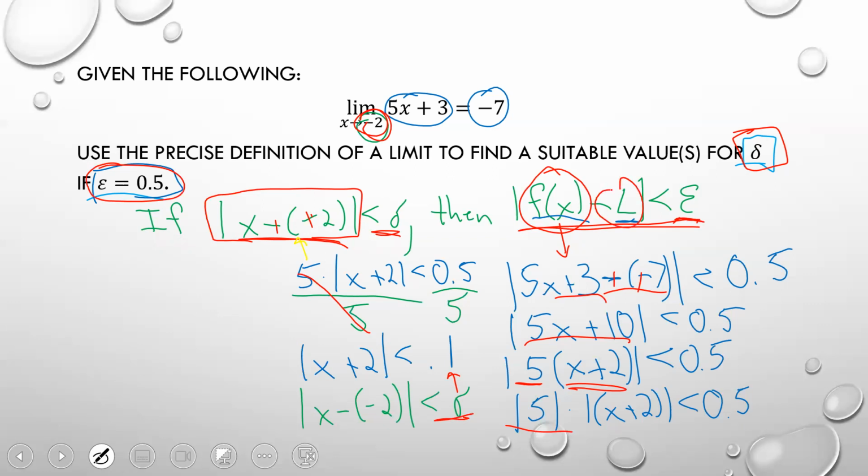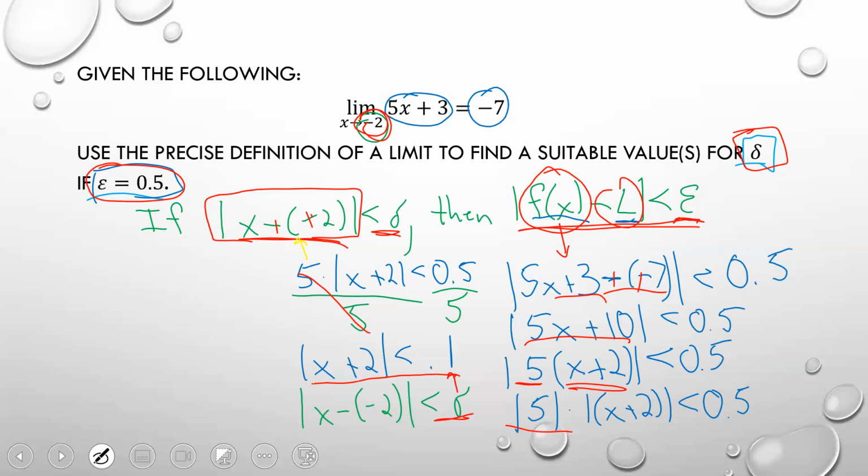Okay. Now, one more thing about this example is notice that we have absolute value of x plus 2 is less than 0.1 as the value of delta. Since it's less than, it also means we can choose smaller values. So our delta here, we've just shown that the value for delta of 0.1 will work, but a smaller value would also work. We could use 0.09, 0.08, 0.07. Any value smaller than 0.1 will also work.